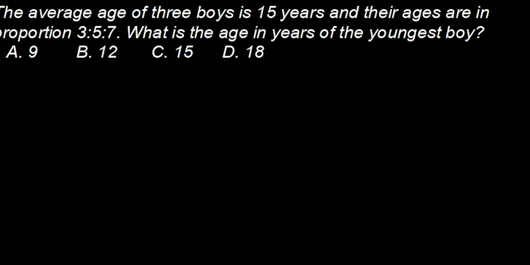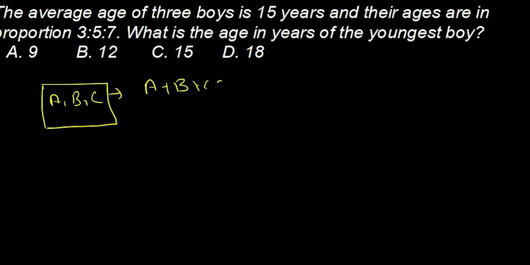The average age of 3 boys is 15 years. Okay, let us zoom again. I'm just starting with the basic questions. So let's say 3 people are A, B, C and their average is 15. So weight of this box, or you can say sum of all the people. तो 15 अगर उनका एवरेज है, 3 लोग हैं, तो इसका मतलब तीनों का मिला के टोटल कितना हो जाएगा? 45, and the ages are in proportion 3:5:7.